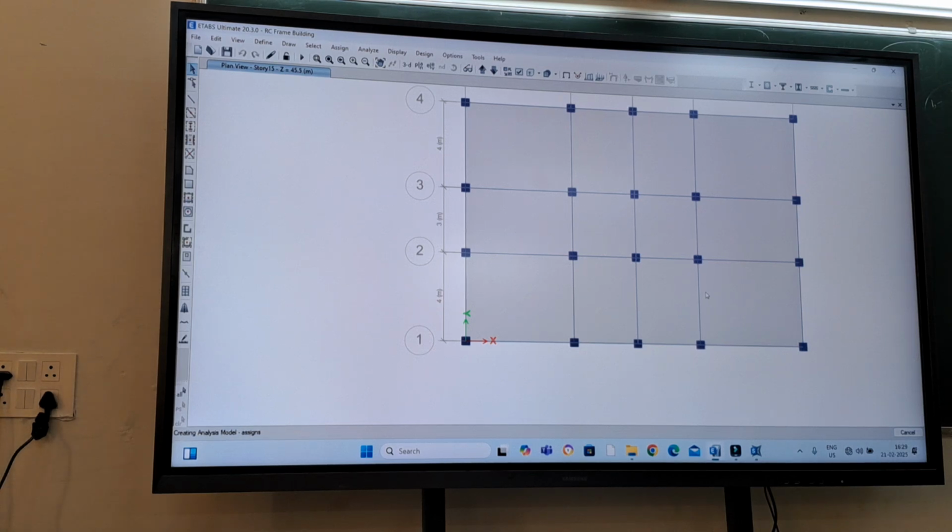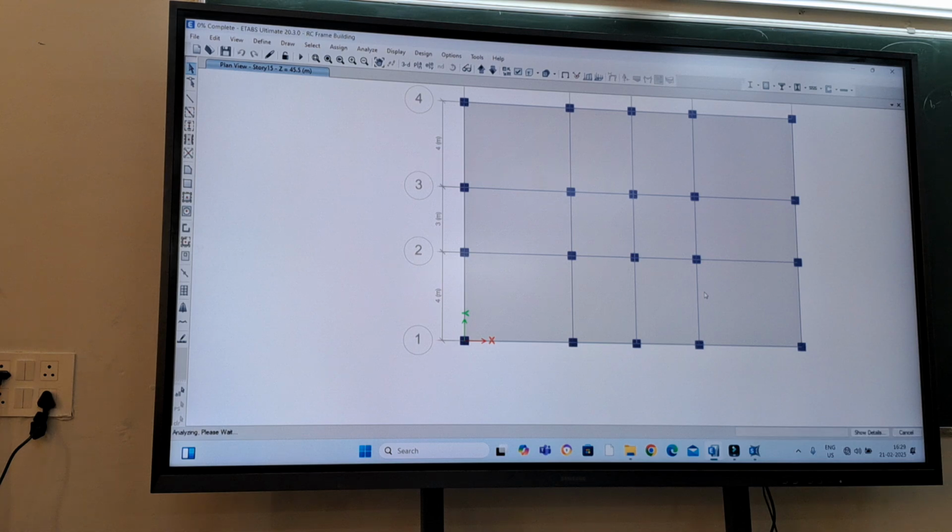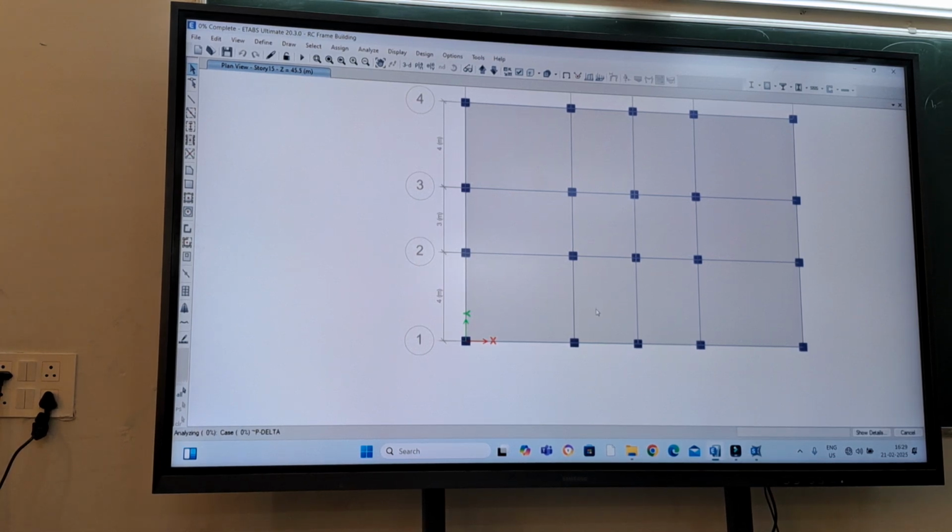See, in my model, I did not apply all the load cases. Okay, so the result I will be getting will be different from what you are getting. Okay, you apply all the load types. Do not compare with my result.